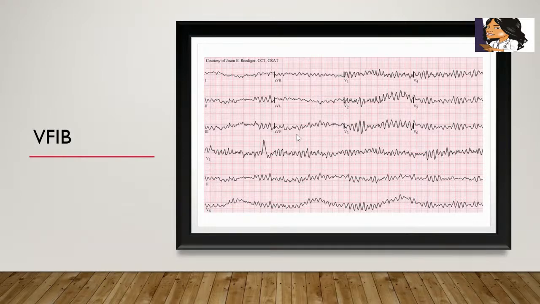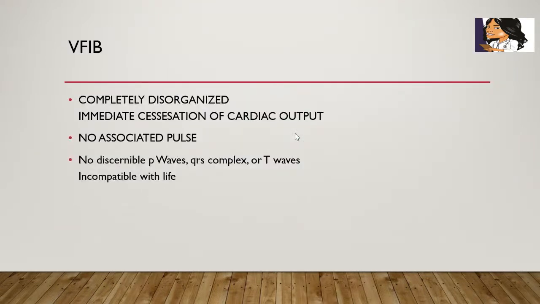VFib. All right? Take a look at VFib. Where is the atrial depolarization? Where is the atrial systole? Where is the ventricular depolarization? Where is the ventricular systole? Where is the ventricular repolarization? All right. So you guys know that the cardiac output will decrease. This patient is going to be symptomatic.